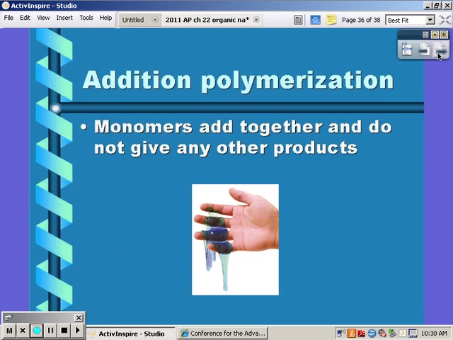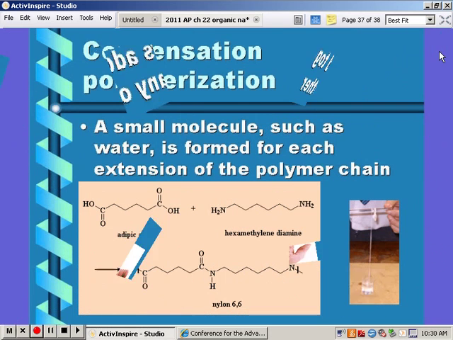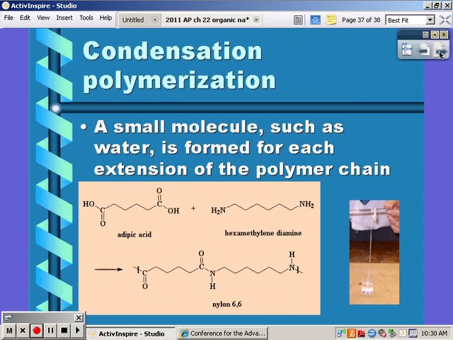There's addition polymerization, in which case monomers add together and do not give any other products. And that would be like slime. We have condensation polymerization. When the two chains go together, there'll be a small molecule such as water given off. And that would be like nylon. When nylon's made, those two molecules go together to make water and the nylon chain.